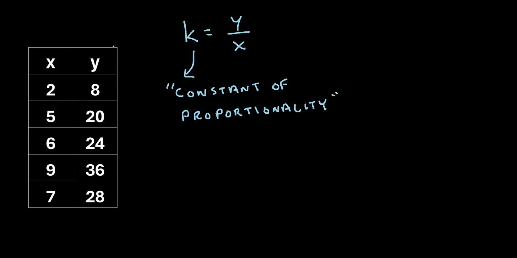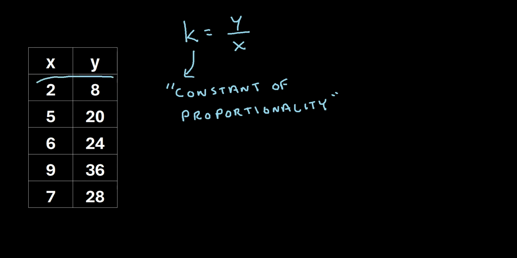Let's say we have this table of x and y values, and we want to know what is the constant of proportionality for this table. Well, we usually denote it with a k, and it's calculated as y divided by x. So to find the constant of proportionality, all we have to do is pick any row in this table and calculate y divided by x.